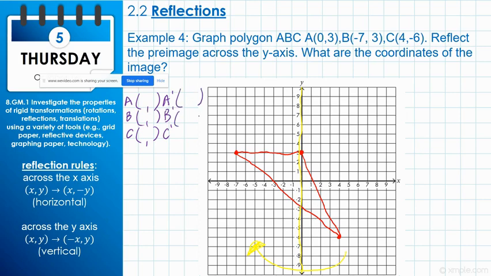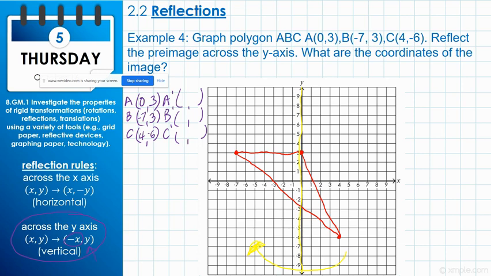And again, I'm going to start by applying the rule and then plot the coordinate points. So the rule that we're using here is across the y-axis. We have 0, 3; negative 7, 3; and 4, negative 6. And when I look at the rule, it says the opposite of my x value, same y.